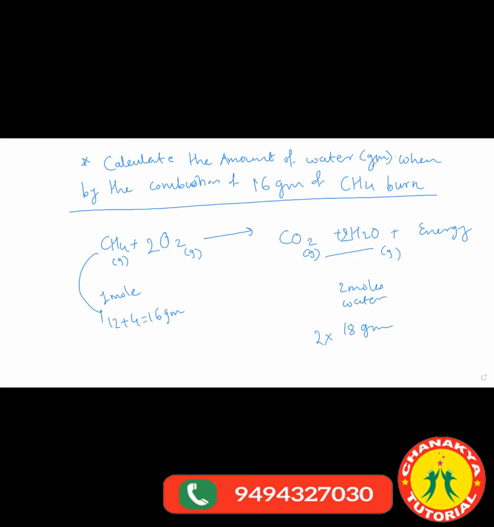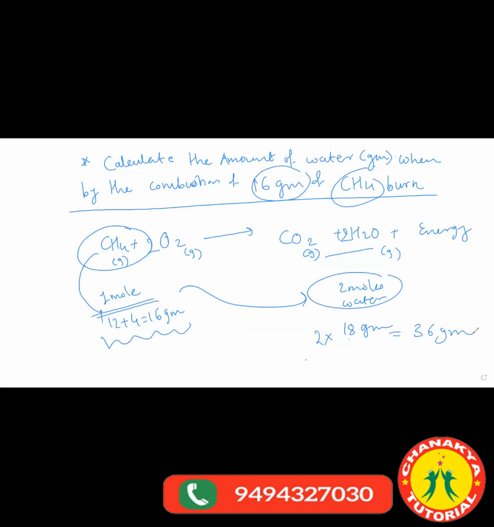See, calculate the amount of water in gram produced by the combustion of 16 gram of CH4. When you burn 16 gram of CH4, what would be the grams of water evolved or released? So that answer is here itself. You can see here it's 16 gram of methane, that is nothing but 1 mole. It will produce 2 moles of water, that is equal to 18 into 2, which is equal to 36 gram. That's it. Such a simple answer. No need to go into complication.